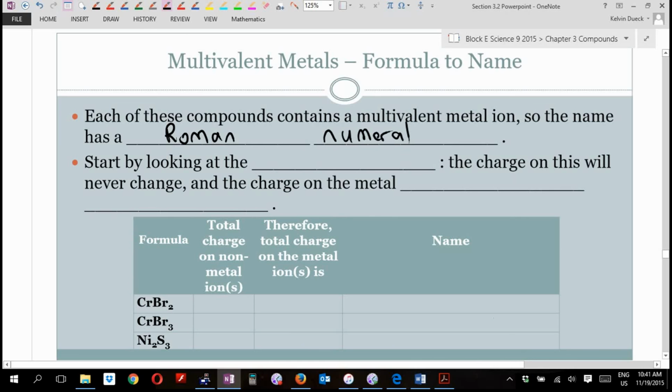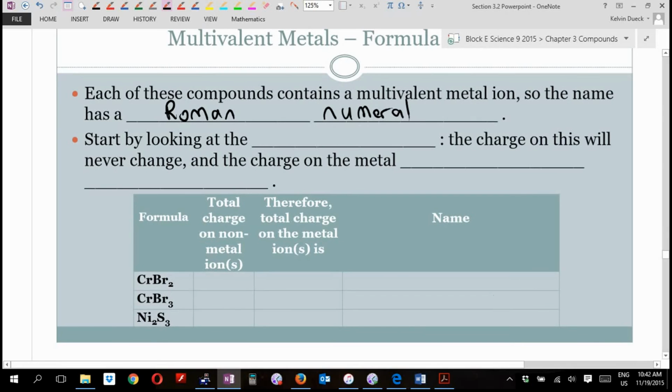The name is going to have a Roman numeral. The problem is figuring out what that Roman numeral is, going from a formula to a name. This is the single toughest thing I'll teach you in a long time. How do you do it?